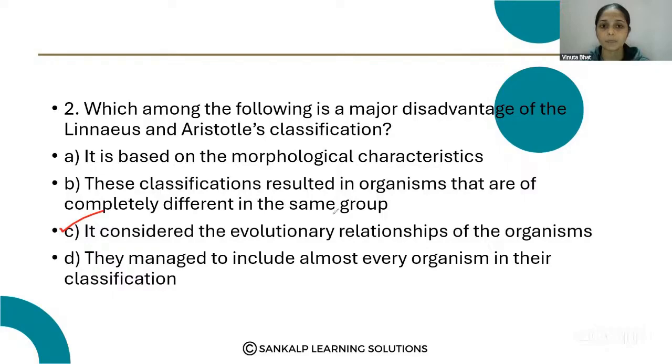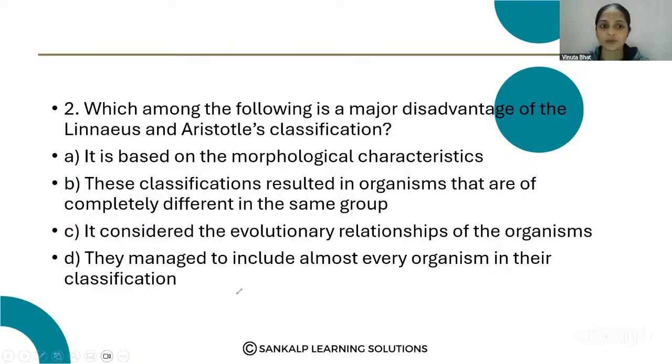Yes, this is also correct. This classification resulted in some different organisms, for example some algae and fungi, and the plants and the fungi, being grouped together. So they are completely different, but that is in the same group. That is also one of the disadvantages. So option B is the correct answer.